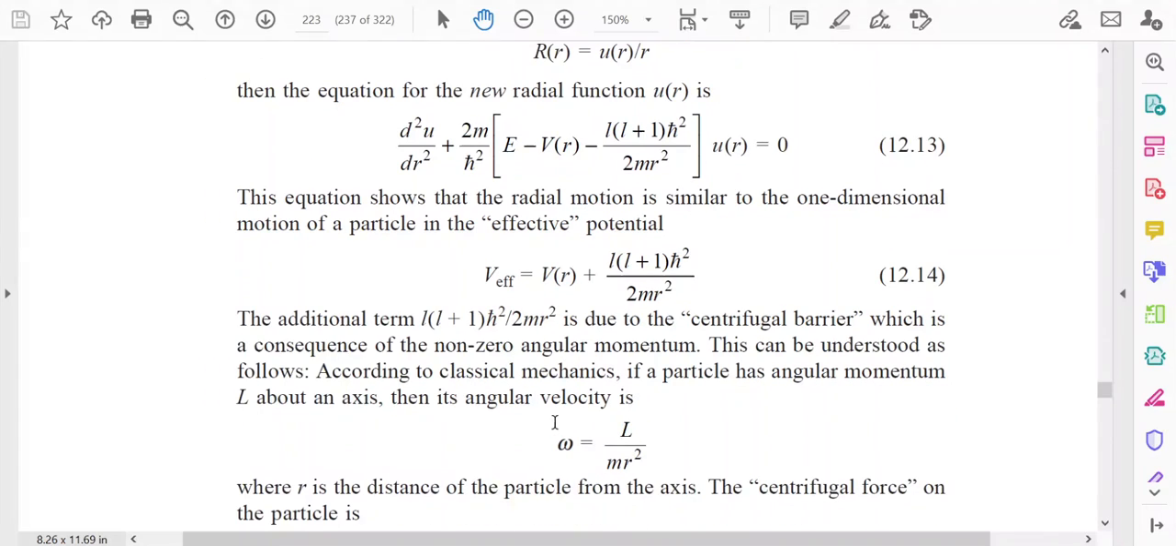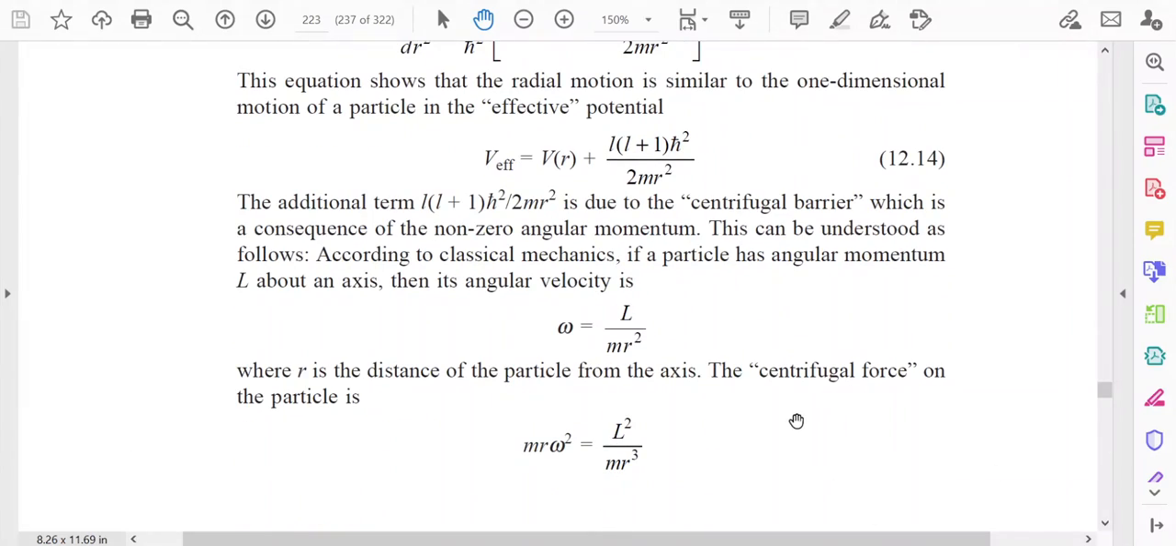So, how can we understand this? According to classical mechanics, if a particle has angular momentum L about an axis, then its angular velocity is ω = L by mr². We have learned this relation in classical mechanics, because angular momentum L can be written as mωr². So ω is equal to L by mr². Here ω is the angular velocity, L is the angular momentum, m is the mass, and r is the distance of the particle from the axis.